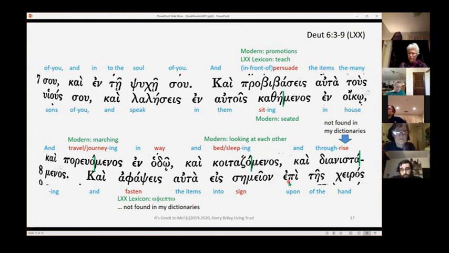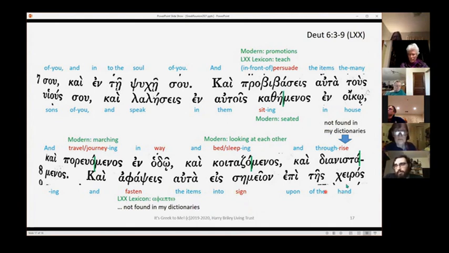sign. Epi, of course, sitting on top of the lion. On of the, and keteros is the word for hand. Is that a phrase that I don't quite understand, what they mean, into sign upon the hand? Is that like a phrase that we're missing? Well, in modern English it says tie it upon your hand and bind it on your forehead. So this one is fasten these items upon your hand.